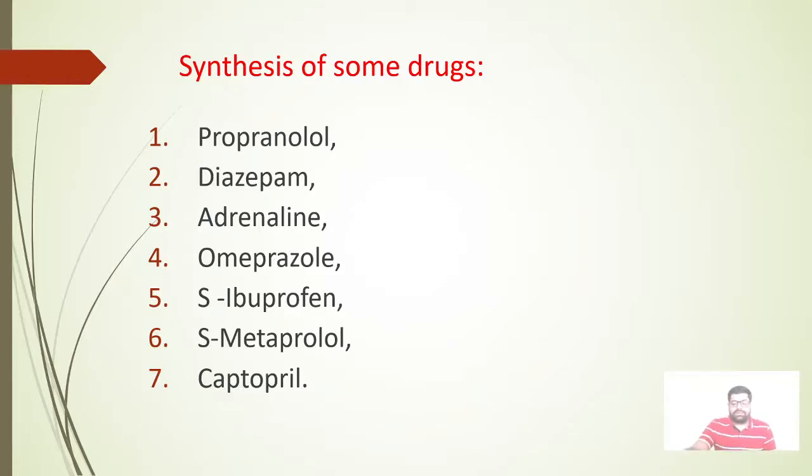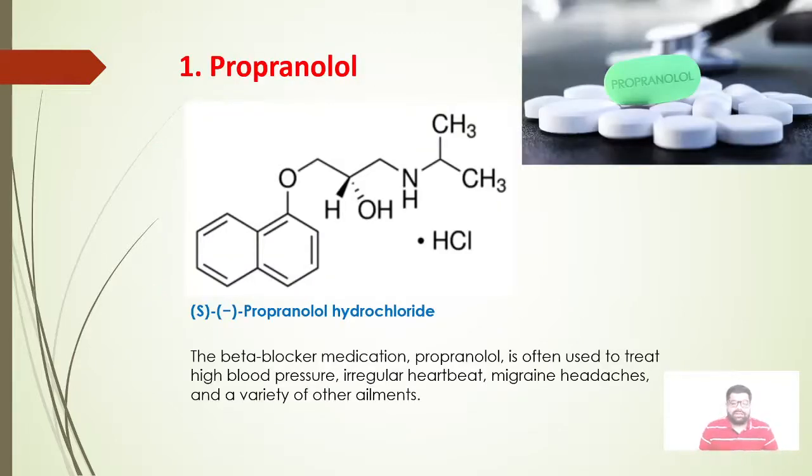If we go for the structure, it is very simple, having S isomer for the one chiral center. So, friends, this is the structure of our drug propranolol. It's available in the hydrochloride form. This is a beta blocker medication and often used to treat high blood pressure, irregular heartbeat, migraine headache, and a variety of other ailments. So let's see how we can perform the synthesis of this molecule.